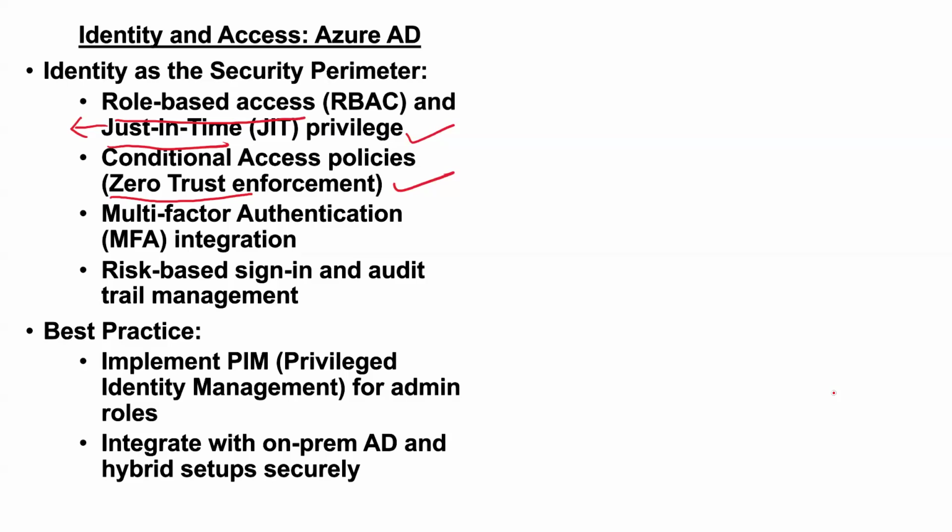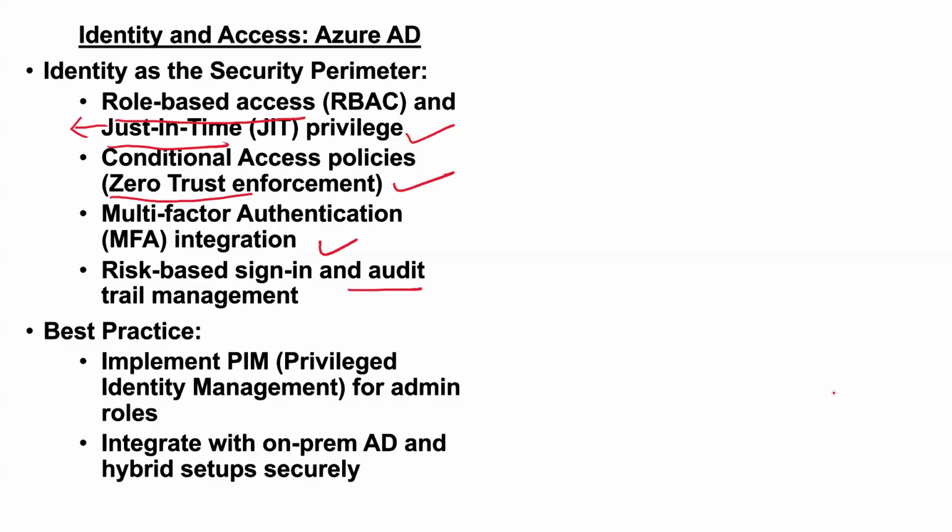So that we will be looking in further classes. Then we have multi-factor authentication, as I have said: who will access it, which team will access it. So that will be the multi-factor authentication. Then we have something called risk-based sign-in and audit trail management. So this comes with compliance and payments, basically.